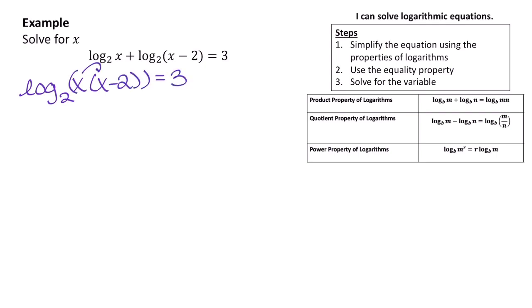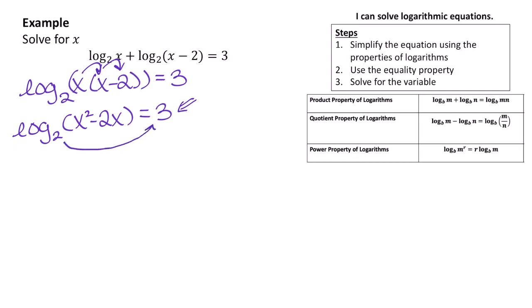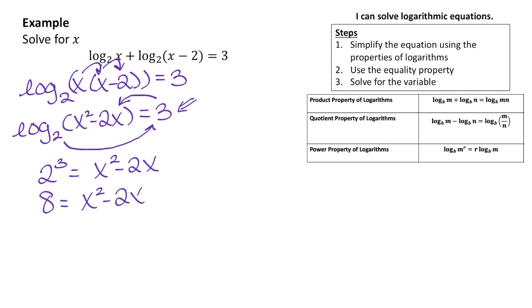I'm going to distribute this x. So I have the log base 2 of x squared minus 2x equals 3. Remember, whenever we have a whole number on the right side, we're going to use the exponential form. So we're going to use not the equality property this time, but exponential form to solve. So we have 2 to the third equals x squared minus 2x. 2 to the third is 8, so we have 8 equals x squared minus 2x.